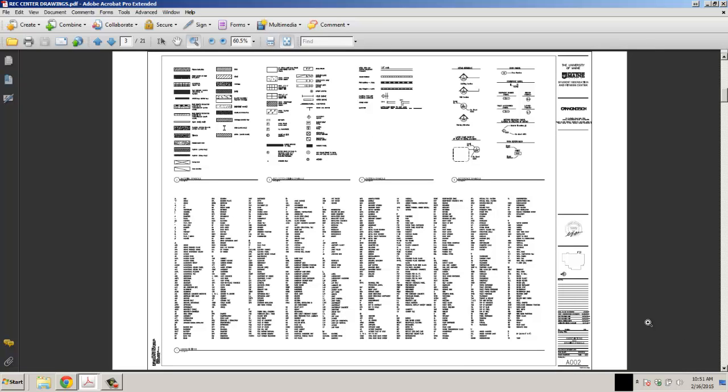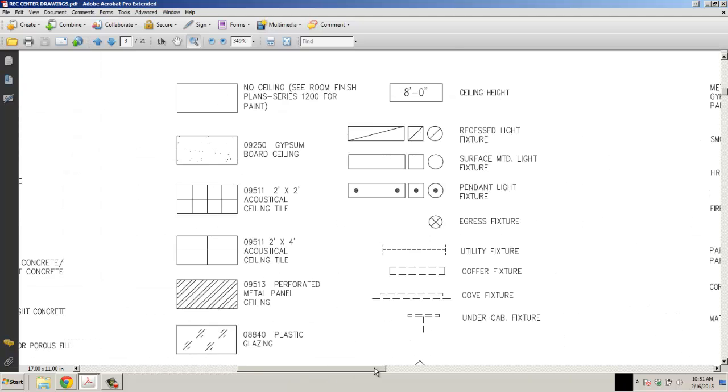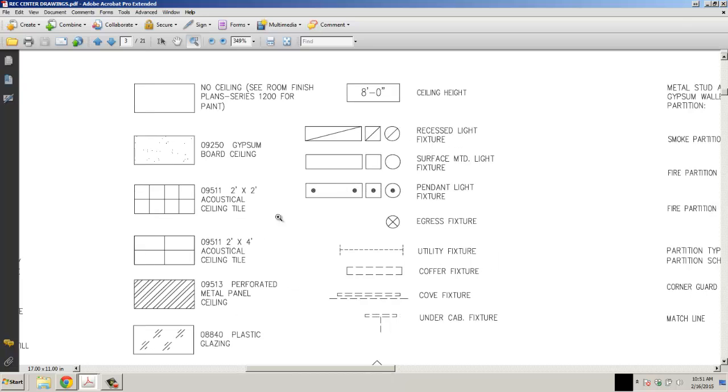A002 is architectural information. So we have, first of all, information on some hatching symbols. If we see this on a drawing, it's fibrous insulation. If we see this, it's fiberboard, acoustical tile ceiling, ceramic, quarry tile, concrete, precast and insight, lightweight concrete, gravel or porous material. If we see these symbols used as hatching, we know what the material is by just looking at it. So we can see all of our different hatching symbols. In plan view, we'll see gypsum board ceiling, acoustical tile, metal panel ceiling, some plastic glazing, recessed, different types of light fixtures, utilities.